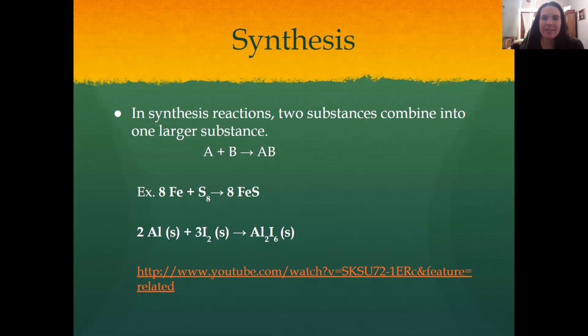So the first one is synthesis, and in this type we have 2 reactants, so 2 substances on the left side of the arrow, combining together to form one larger product substance. So in synthesis reactions, we're going to have 2 substances on the left, 1 on the right, and it combines everything together. So here's 2 examples. Both of these we start with elements, but synthesis could also have a compound on the left, just making a bigger compound on the right.